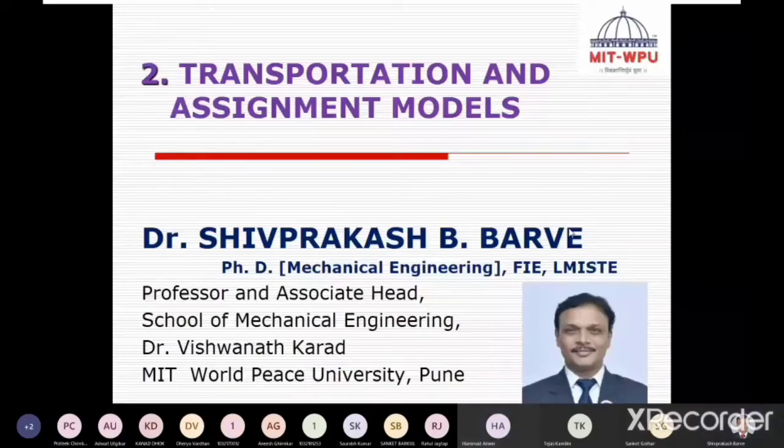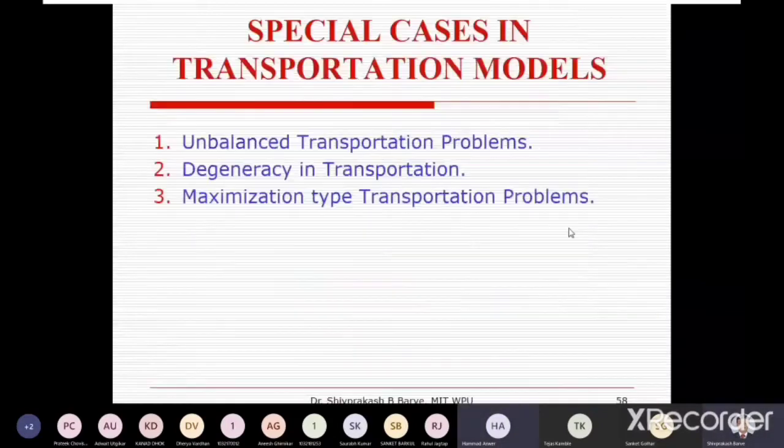Okay. So these are the special cases in transportation models. Number one, unbalanced transportation problem. Number two, degeneracy in transportation problem. And number three, maximization type transportation problem. We know that transportation problem is only for minimization type, that is, we want to minimize the transportation cost. But sometimes we need to maximize also. So such type of problems are there, and we'll see how to solve them.